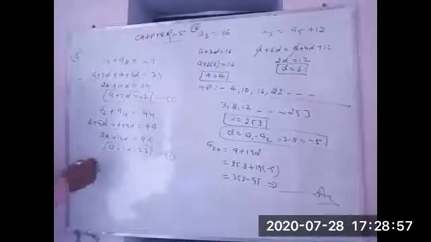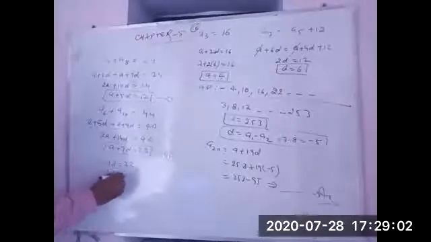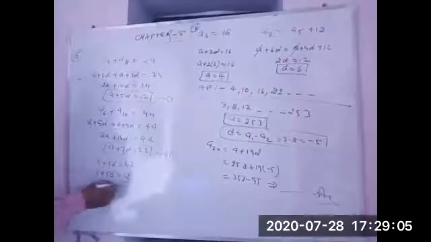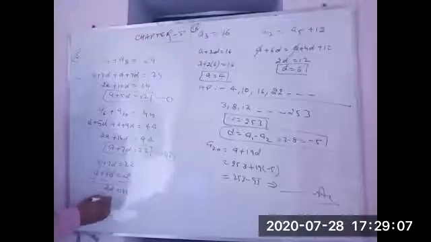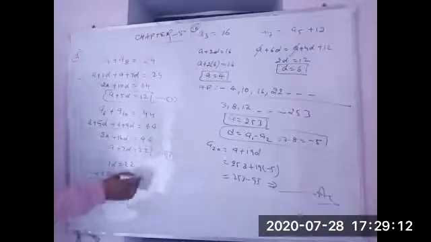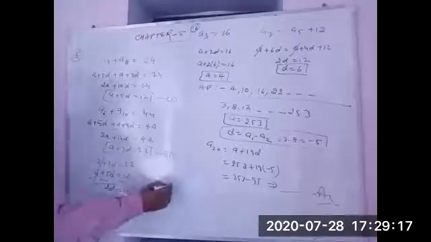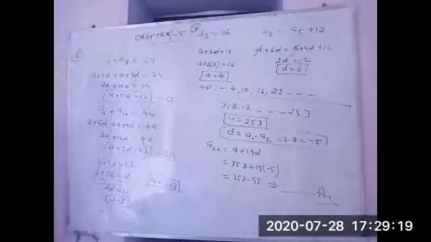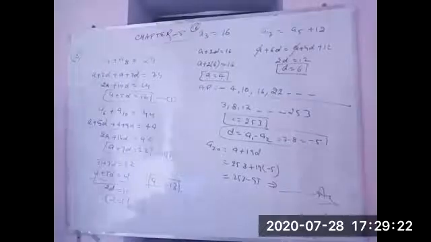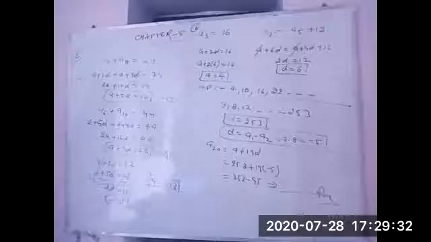Okay, what do we have to do now? A plus 7D equals 22. A plus 5D equals 12. Subtracting, 2D equals 10. D equals 5. Put it anywhere: A plus 5 into 5, 25. 12 minus 25 will be minus 13. We got the values here. Now you have to find the first three terms of the AP. Easily you can find them now. We have the values of A and D. Only A and D are sufficient to find it.